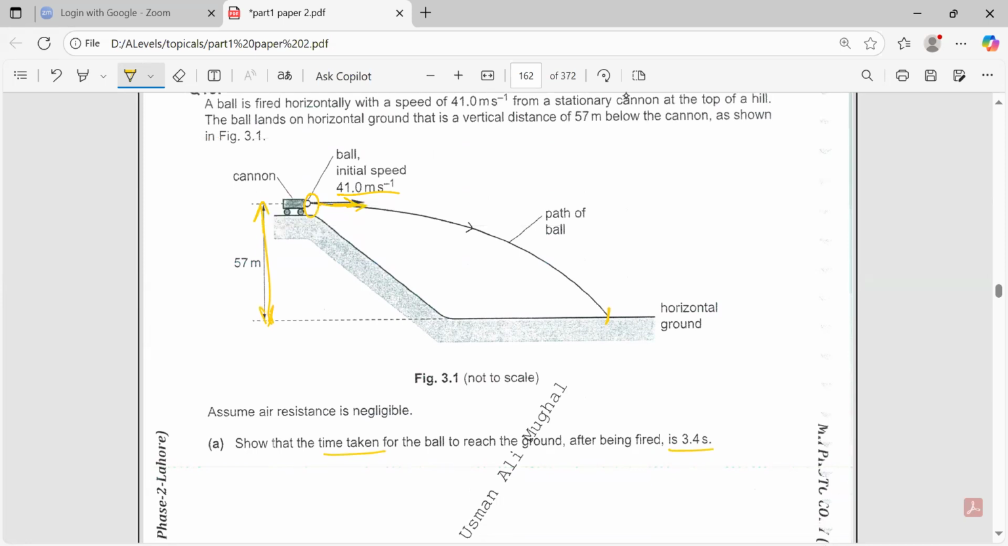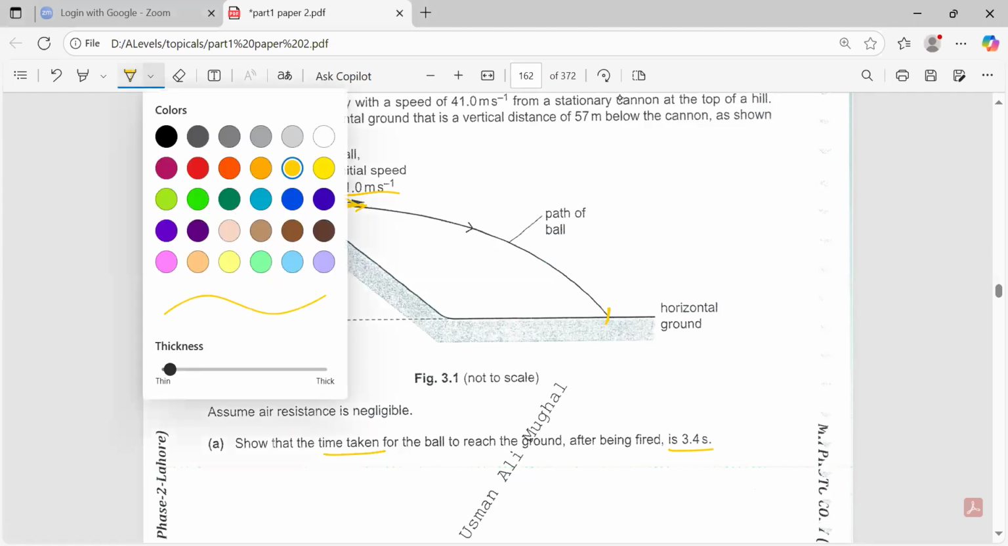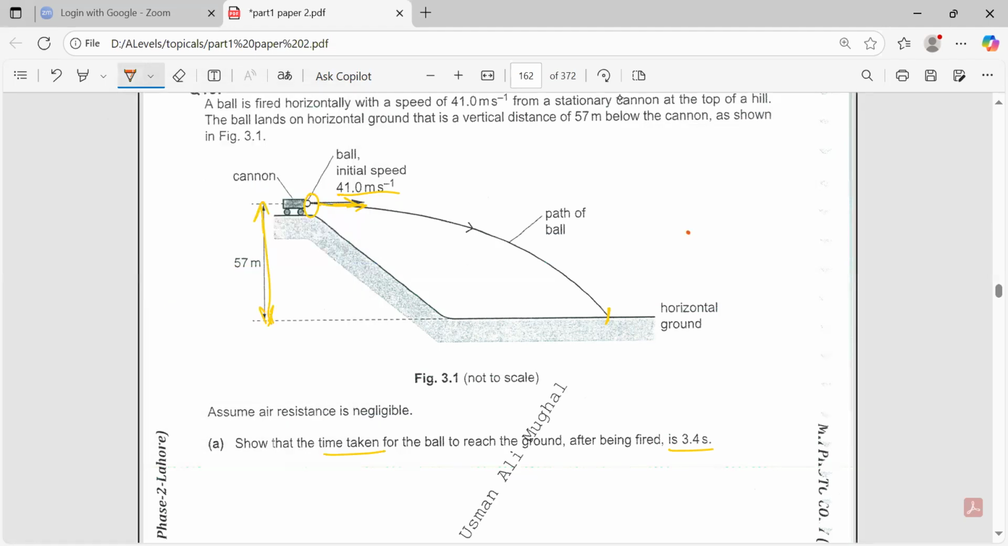So this question is again very much similar to the one like we have been solving previously. So see how will this work. Let me change the color. All right. So you need to find out the time for the ball to reach the ground after being fired after 3.4 seconds. So let's see what is first provided to us in this question.